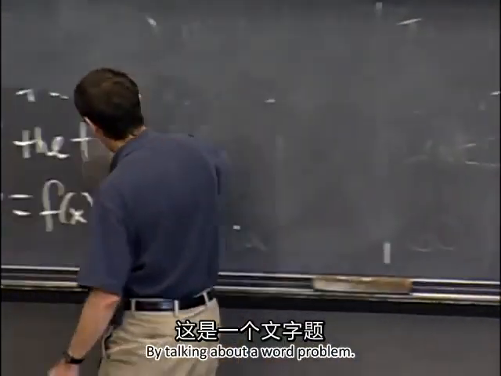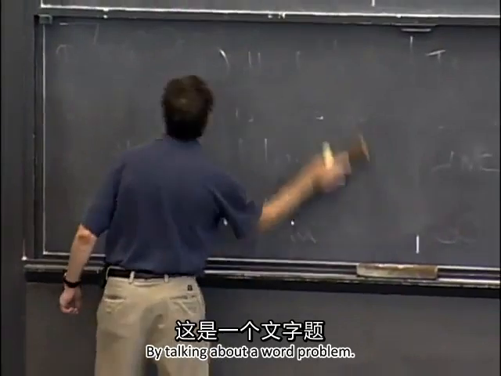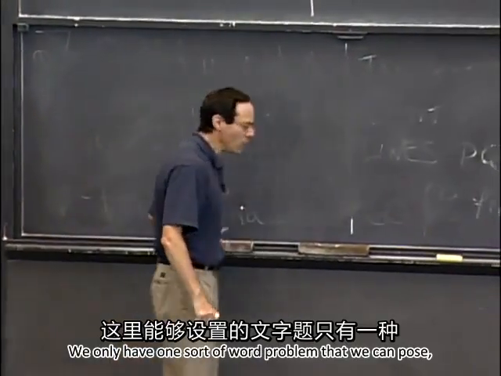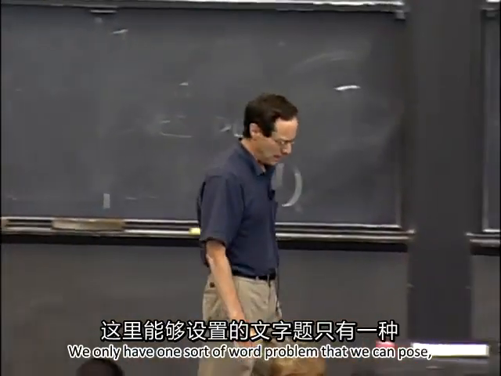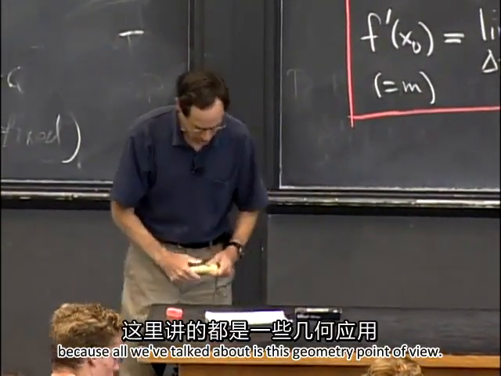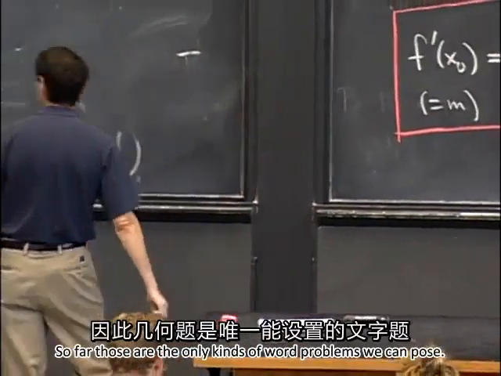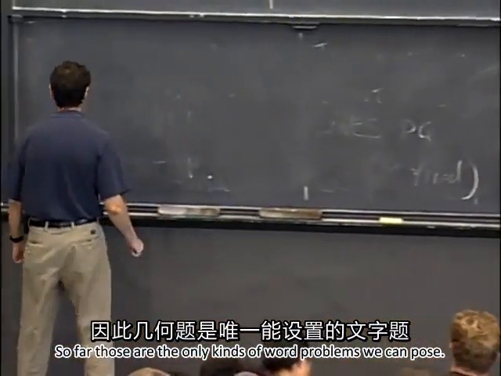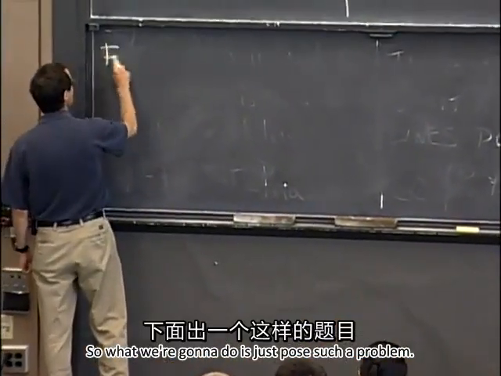By talking about a word problem. Now, we only have one sort of word problem that we can pose because all we've talked about is this geometry point of view. So far, those are the only kinds of word problems we can pose. So what we're going to do is just pose such a problem.